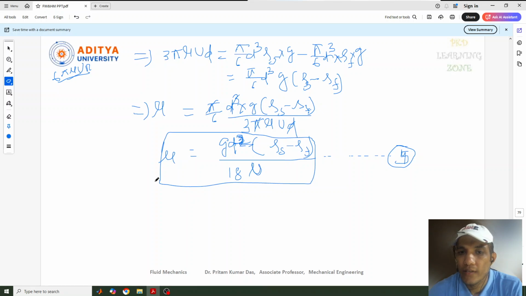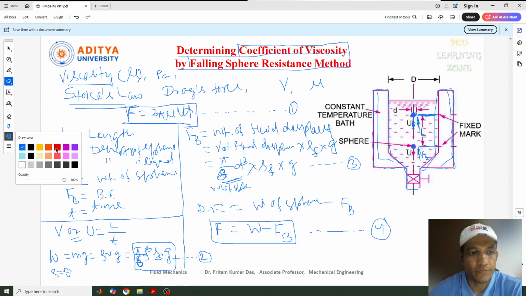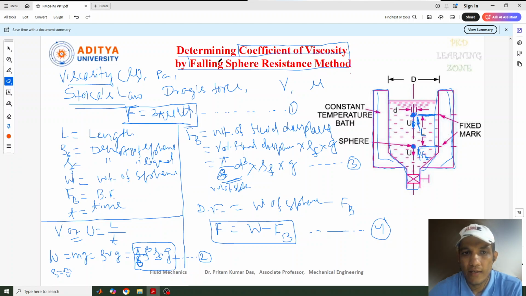In this equation, the values of d, u, and rho s, rho f are supposed to be known, so that the viscosity of the liquid can be calculated. So I hope you understand this concept. It is a very simple one. There is nothing critical or difficult in this. The only thing is we need to see what the concept of this coefficient of viscosity is and how to calculate it.